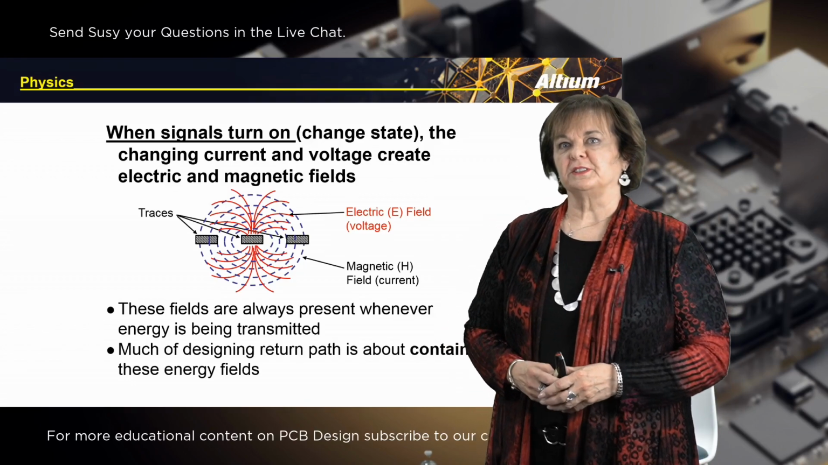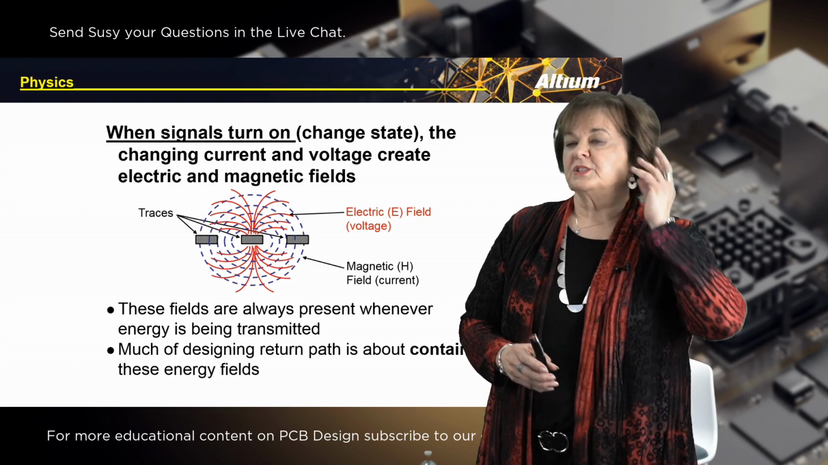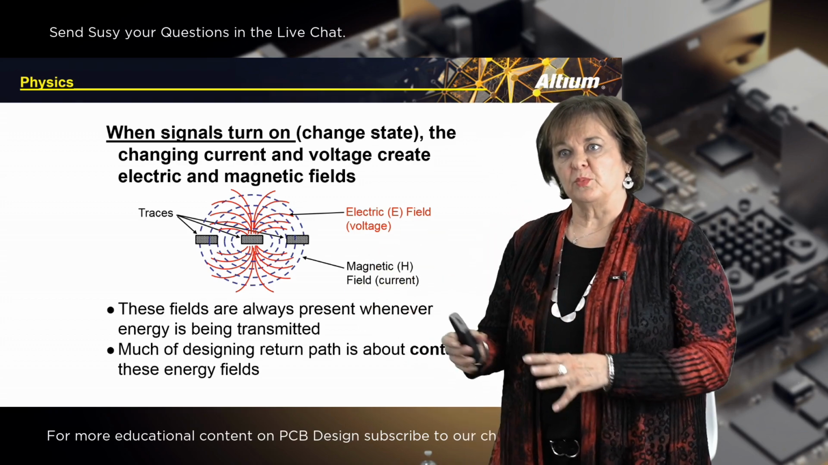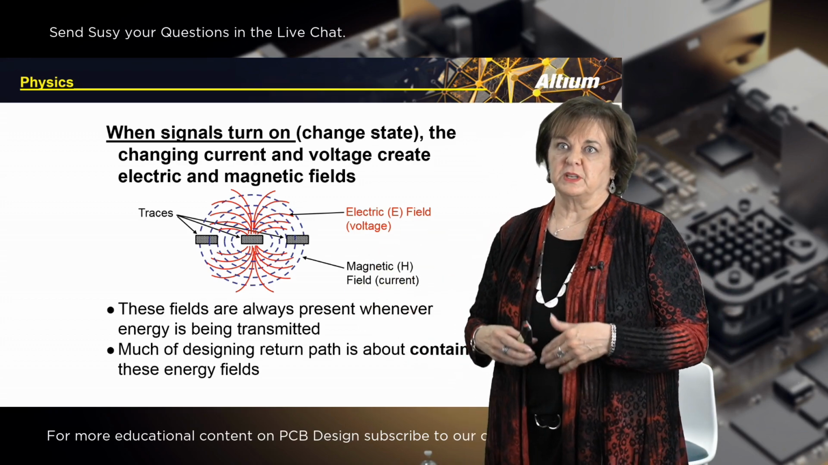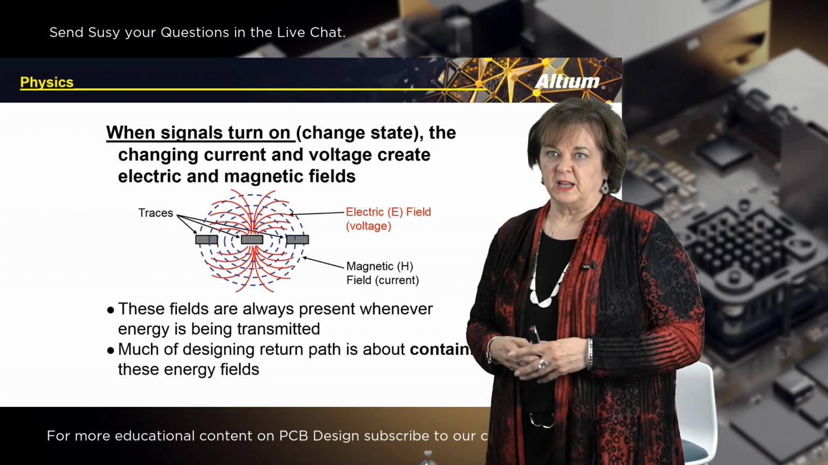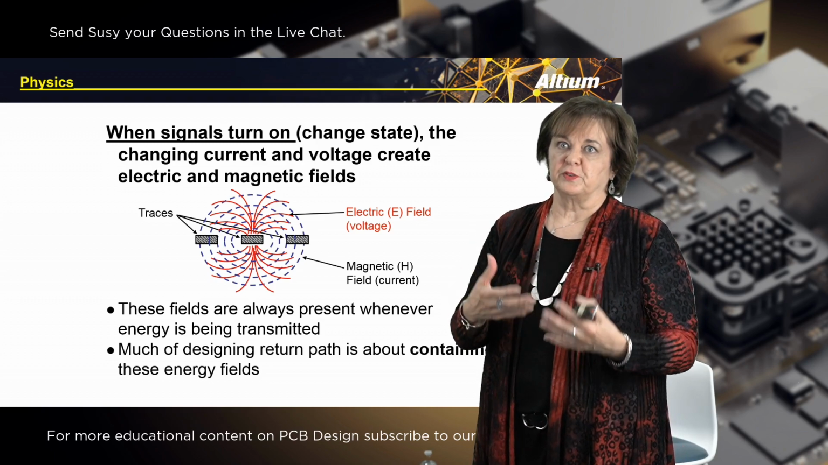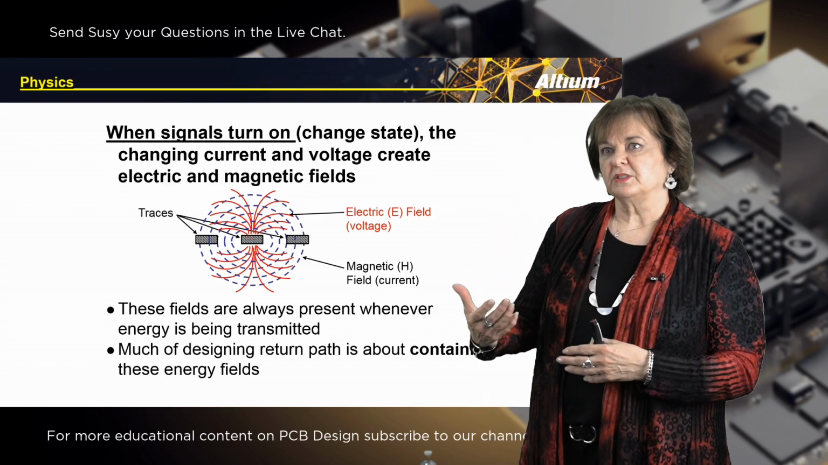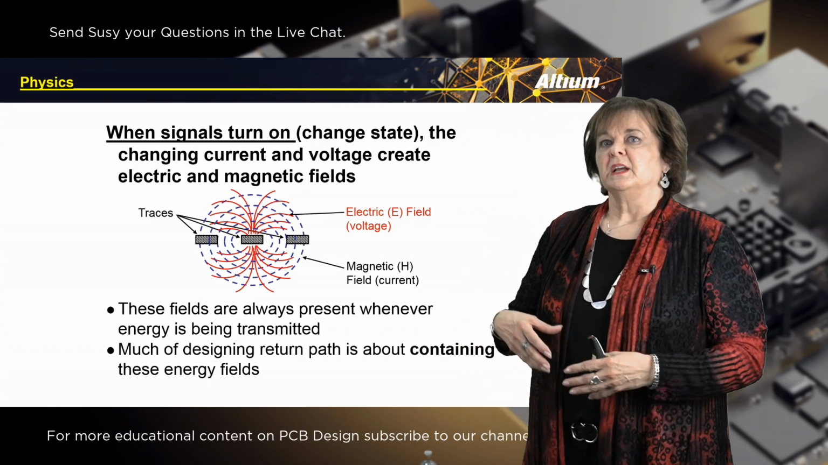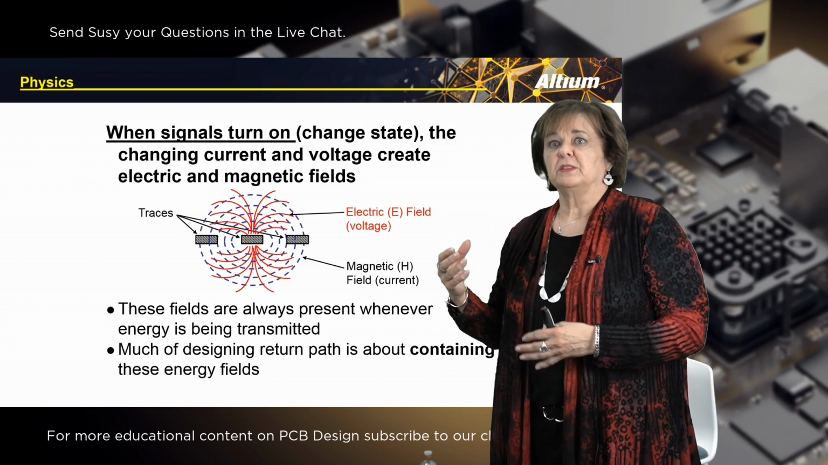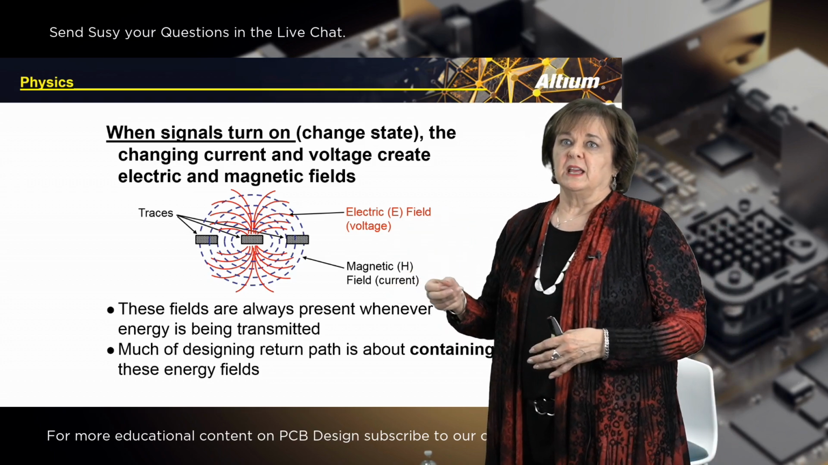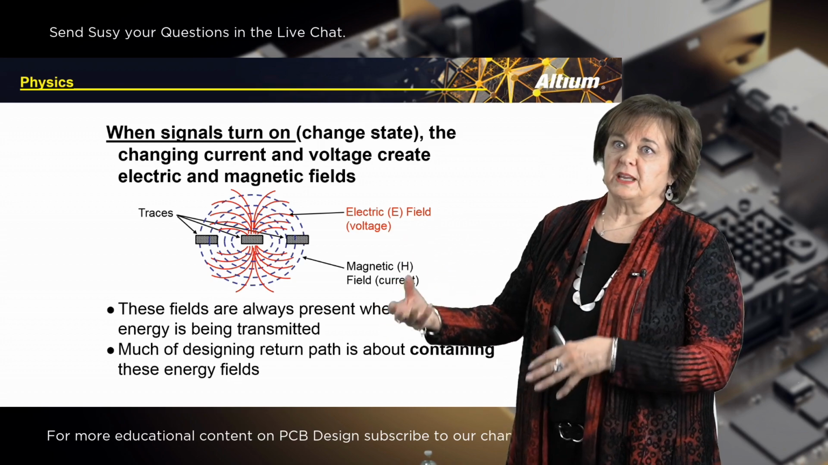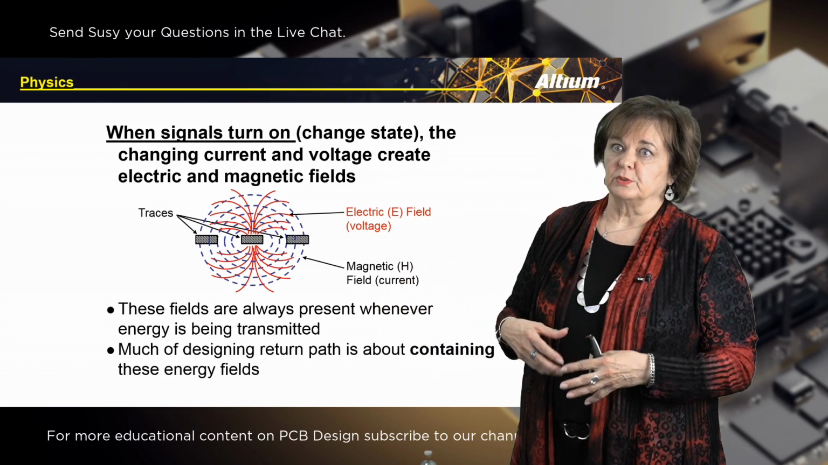Little technical difficulties. So what we need to do is understand what's happening with the signals so that we understand why we need to design the return path. So that's what this first section is about. It's about the physics that are involved. So when we have signals that are turning on in the board, they are changing state, and that is creating the current, the voltage.